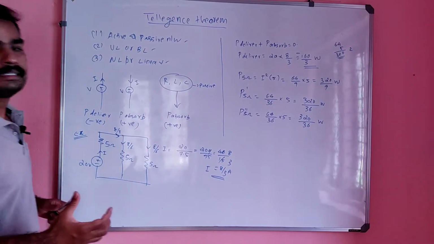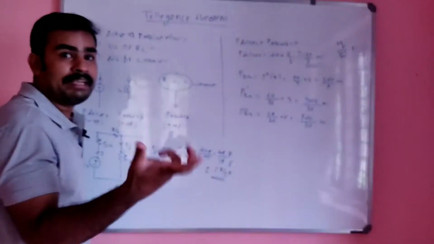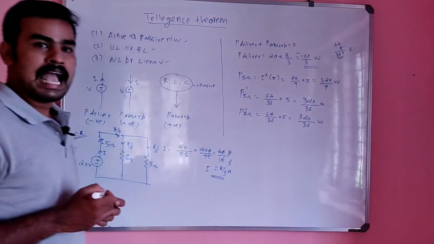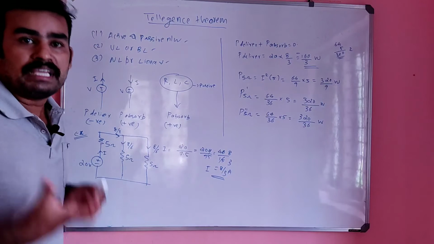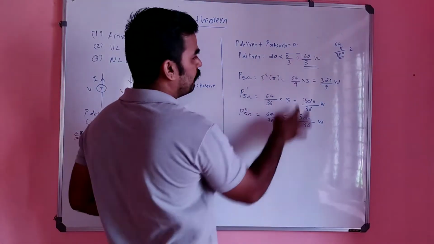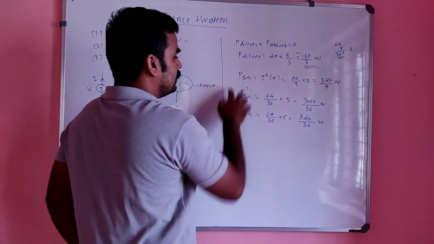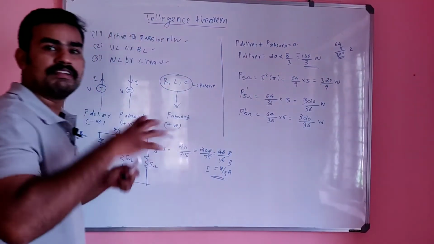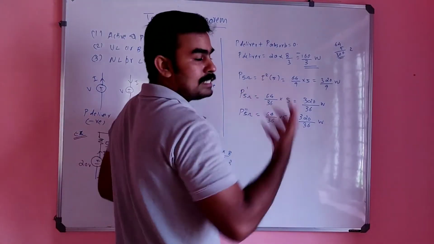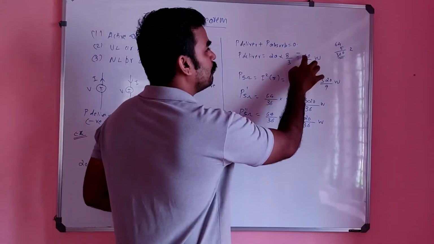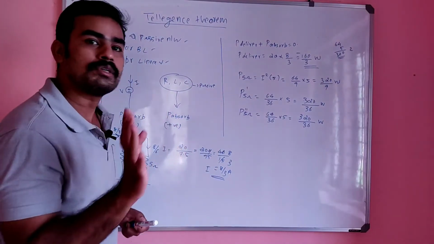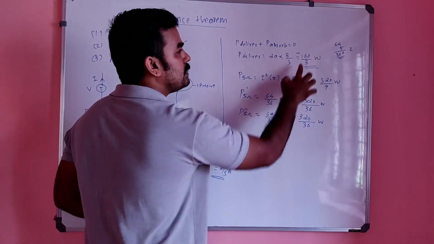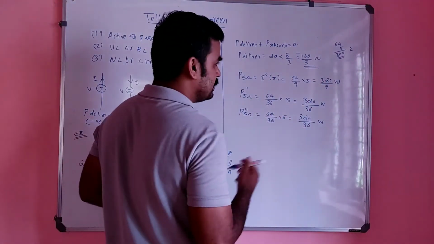So now you got 3 powers, all of absorbing nature, that is why positive, positive, positive. The algebraic sum means the total power: P deliver plus these 3 sums will be equal to 0. Let's check. These 3 together should total 160 by 3. Is it correct or not?